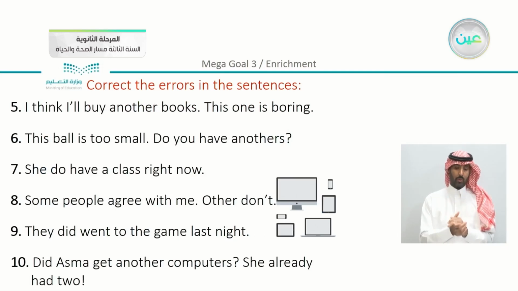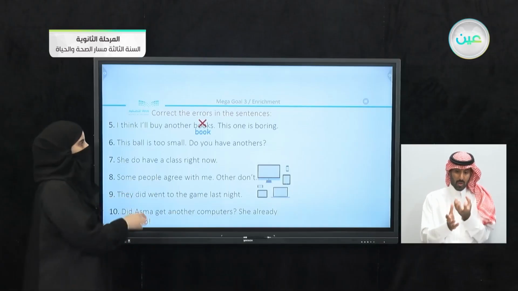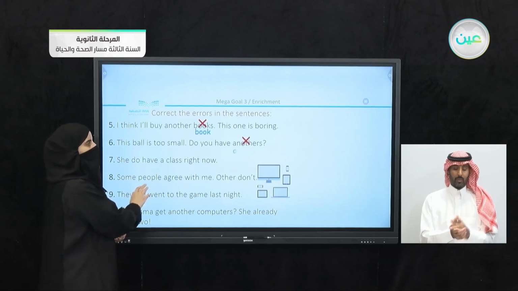You can see that this one is boring. Of course, books is incorrect. We use singular. This ball is too small. Do you have another's? We are talking about one ball. So we have here another's is incorrect. We have here another.